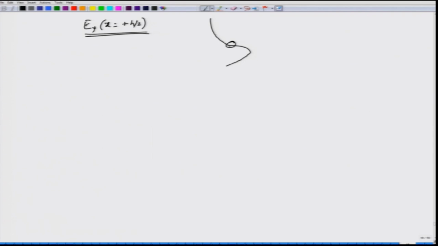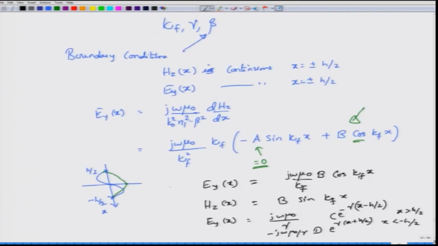So, you come from the top and you are within the film, these two values should be equal to each other. Now, you go back to the expressions that we have written. If you come from the film direction at x equal to h by 2, you will have this cosine kappa f h by 2, and this j omega mu naught by kappa f will all remain the same way. Then you will have Ey coming in from the evanescent side, c e power minus gamma x, and at x equal to h by 2 this exponential function will be unity.